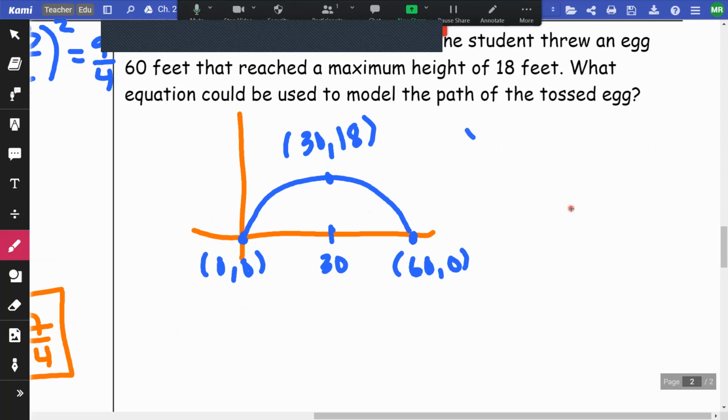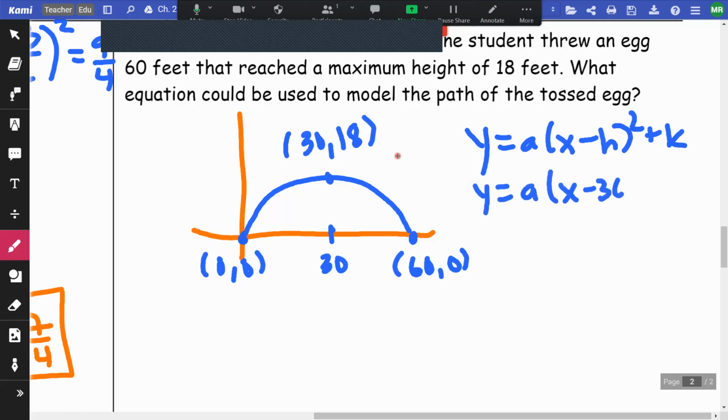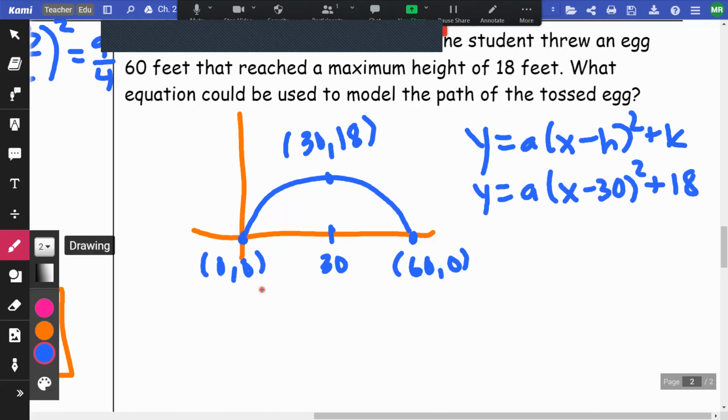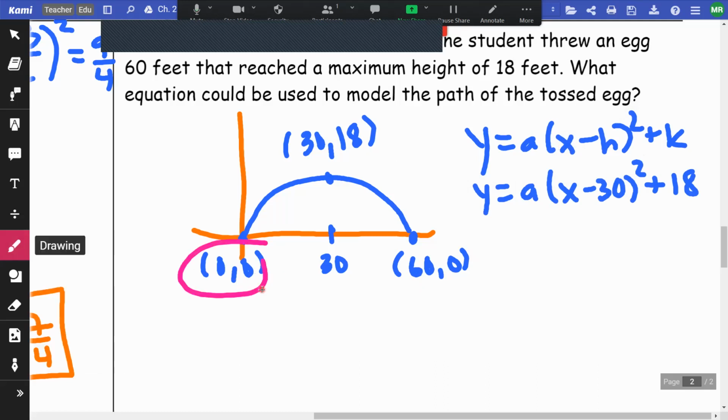So I personally would write it in the form y equals a times x minus h squared plus k. And this 30, 18 is going to go in for my h and k. So I'm going to get y equals a times x minus 30 squared plus 18. Then I'm either going to use 0, 0 or 60, 0 and put that in for x and y in order to find my a. I'm going to use 0, 0.